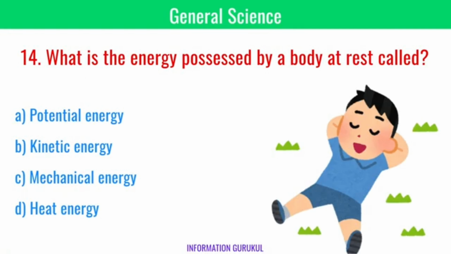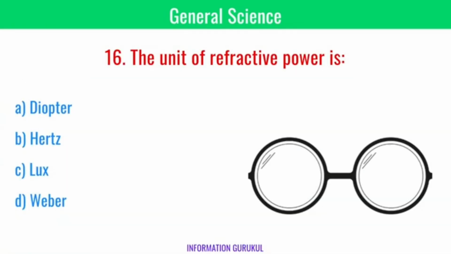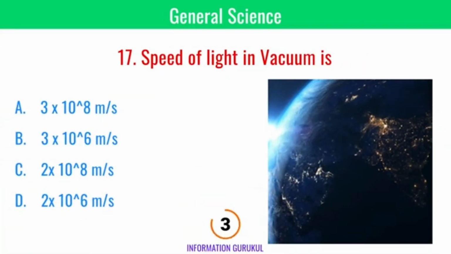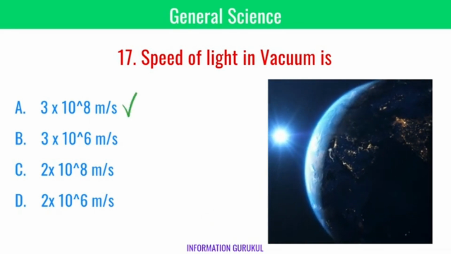What is the energy possessed by a body at rest called? Potential energy. Which of the following is the SI unit of force? Newton. The unit of refractive power is diopter. Speed of light in vacuum is 3 × 10⁸ meter per second.